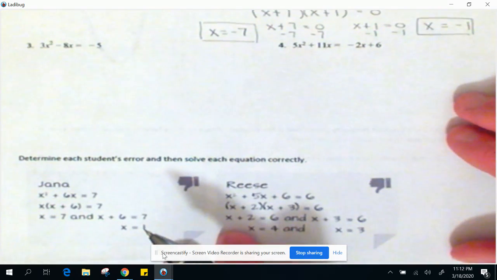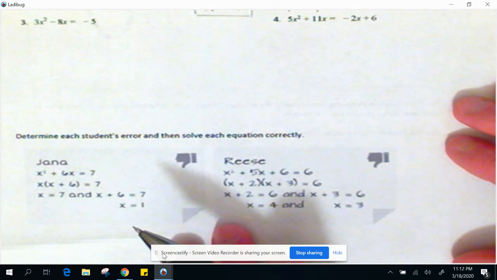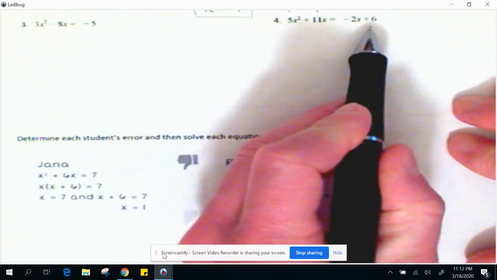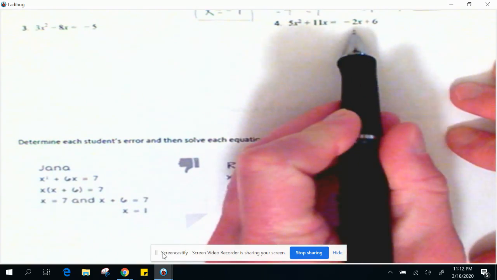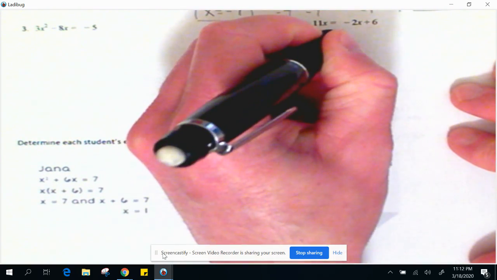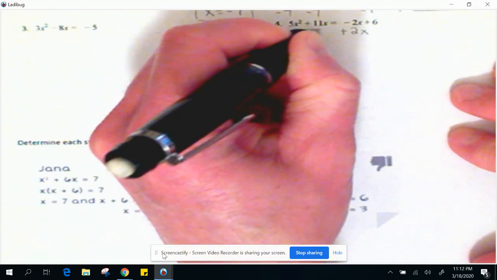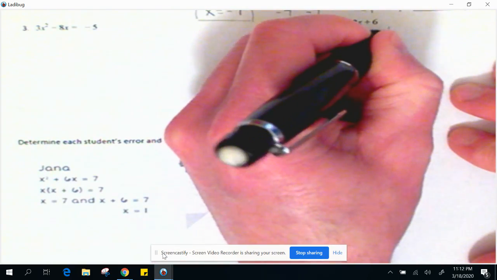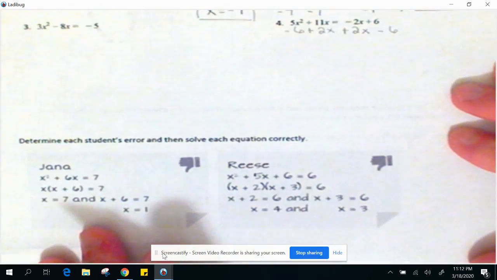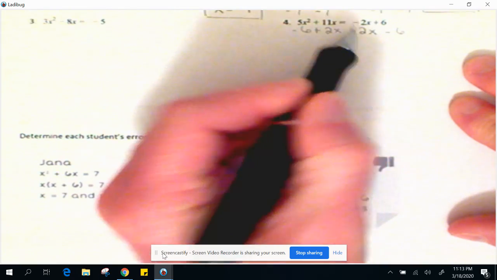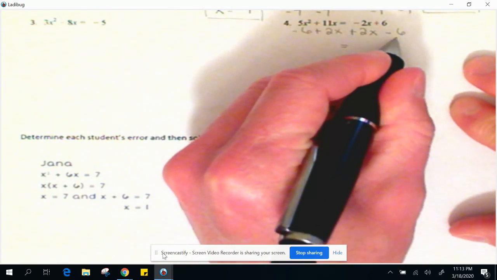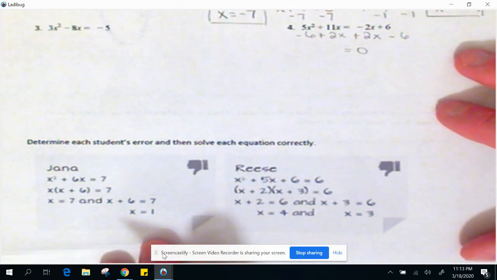Let's jump down to number 4, and then I'll give you a little hint on these bottom two, and then I'll let you guys get to work. So this is clearly not in standard form, so I need to move both of those things to the other side. So I'm going to add 2x plus 2x over here, and then -6 and -6. Now, forgive the sloppiness. -2x plus 2x is 0. 6 minus 6 is 0. So we're left with 0 over here, which is what we were trying to accomplish.